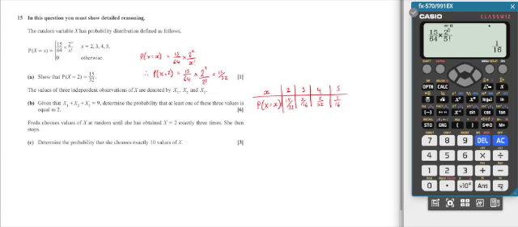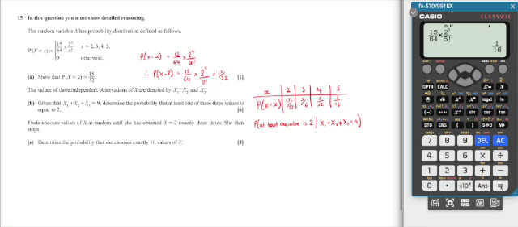Right, we are trying to find out the probability at least one value is 2, given that x1 plus x2 plus x3 is 9.